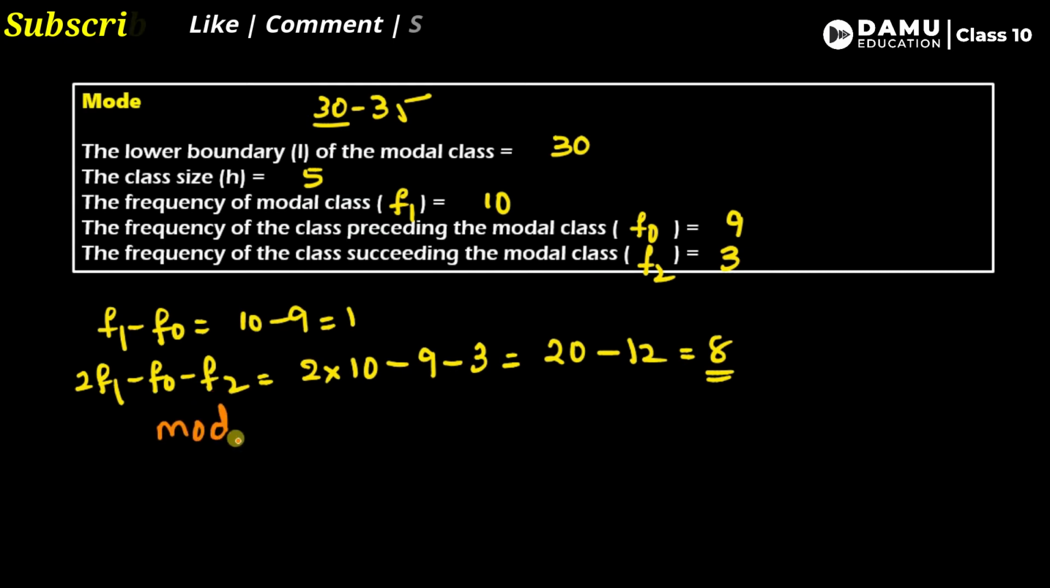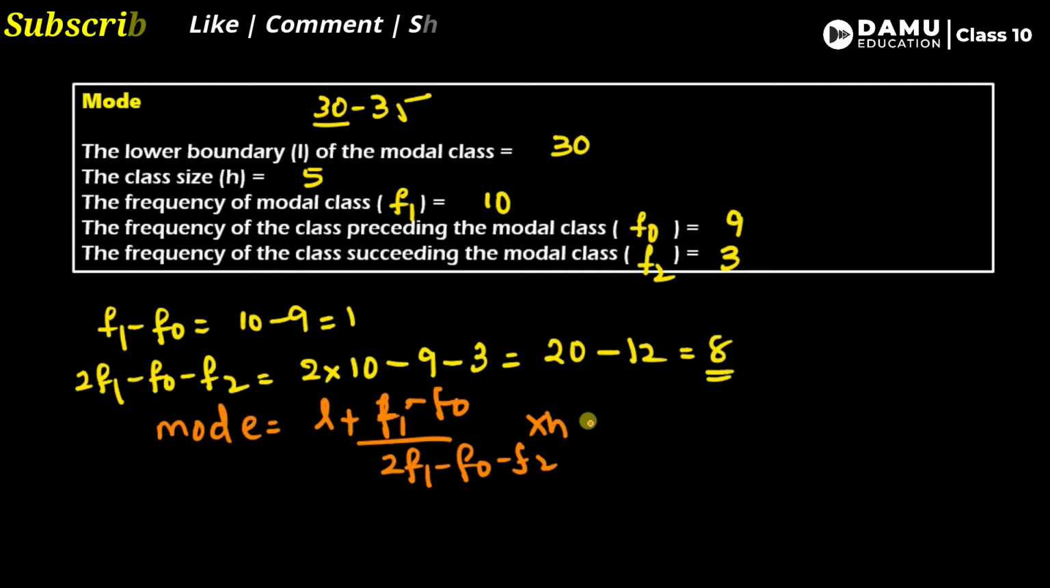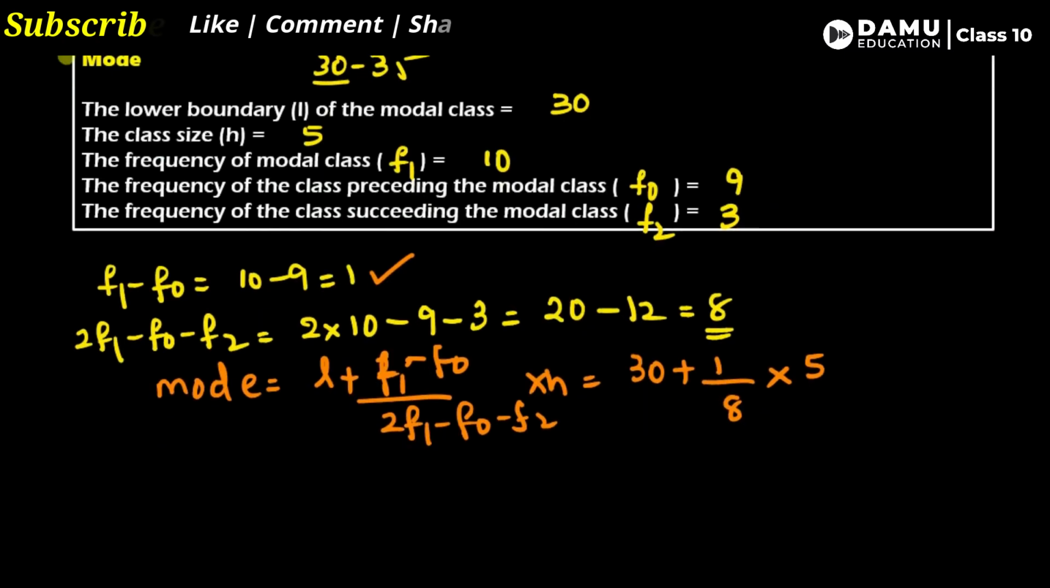So mode will be equal to l plus (f1 minus f0) by (2f1 minus f0 minus f2) into h. l is 30, plus f1 minus f0 is 1, divided by 8, into h which is 5. Let's take the LCM: 30 plus 5 by 8, that is (30 into 8 plus 5) by 8.